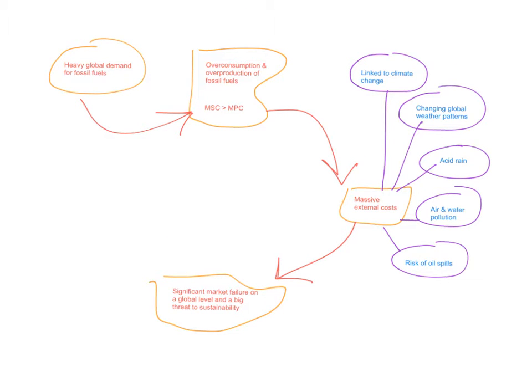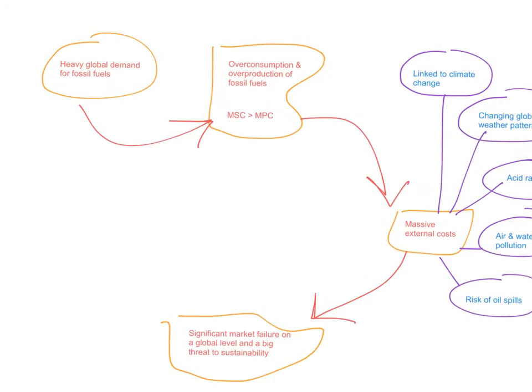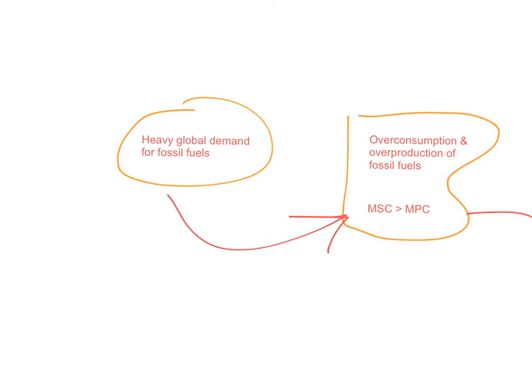So basically, just to give an overview, the problem really starts with the fact that there's a very heavy global demand for fossil fuels. Due to this heavy global demand, you have a situation of overconsumption and overproduction of fossil fuels. The marginal social costs when it comes to fossil fuels far exceed the marginal private costs. So this is where the problem starts.